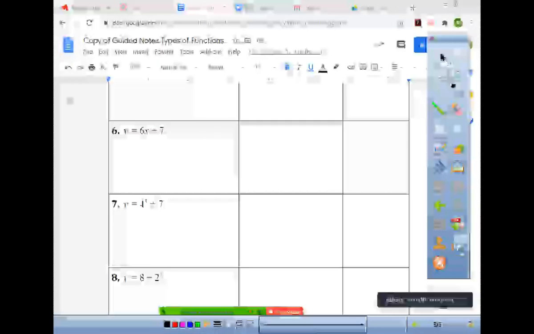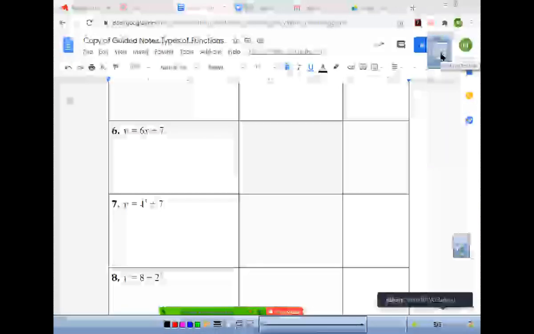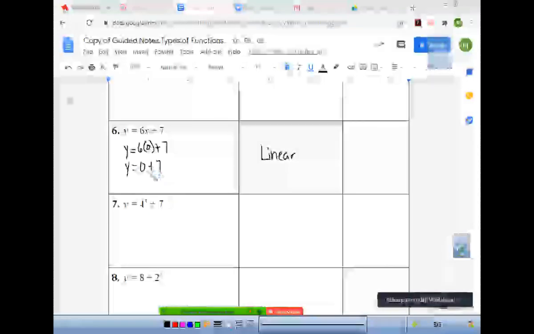Okay, got a few more here to try. Number 6, what does number 6 look like? Linear, yep. I'm gonna plug in 0 for x and simplify. So we got 6 times 0 is 0 plus 7. So y equals 7. So my y-intercept is 0, 7.